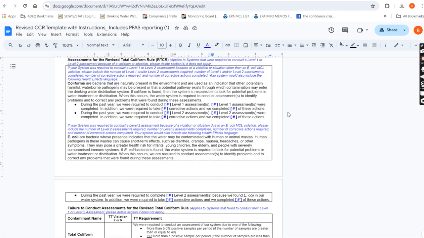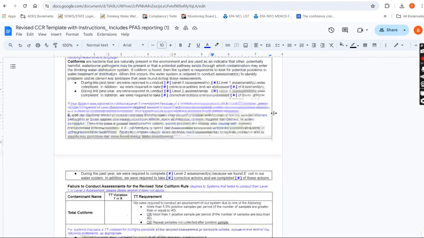Assessments for the revised total coliform rule. If your system was required to complete any level 1 or level 2 assessments in the previous year, you need to disclose that, and you need to disclose how many you completed on time or did not complete, as well as how many corrective actions were required and how many were completed.